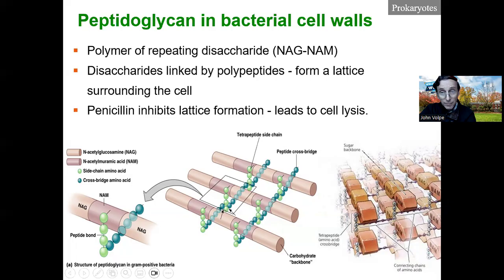What happens is this row of NAG and NAM is hooked to this row of NAG and NAM by this short peptide. And then this row of NAG and NAM is connected to this row of NAG and NAM by this short polypeptide. And this peptide is linking this peptide to that peptide, so that they are linked, this one to that one, but through this peptide and then that peptide. And then this peptide links that row to that row and this row to that row.